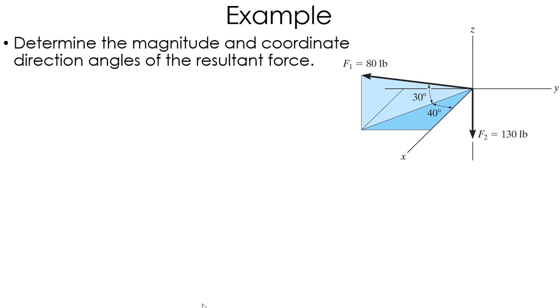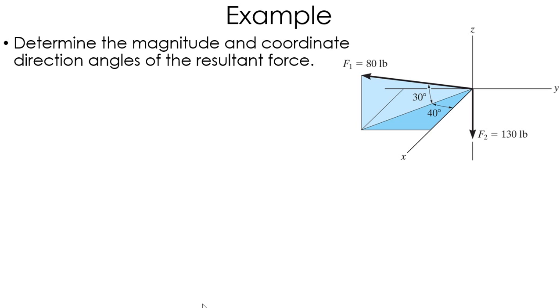Okay, so in this example, we're going to determine the magnitude and coordinate direction angles of the resultant force of these two forces. So we do this exactly the same way that we did in 2 dimensions. We just have this z component. And that is, we start by summing the forces, but we start by writing the forces in Cartesian form.